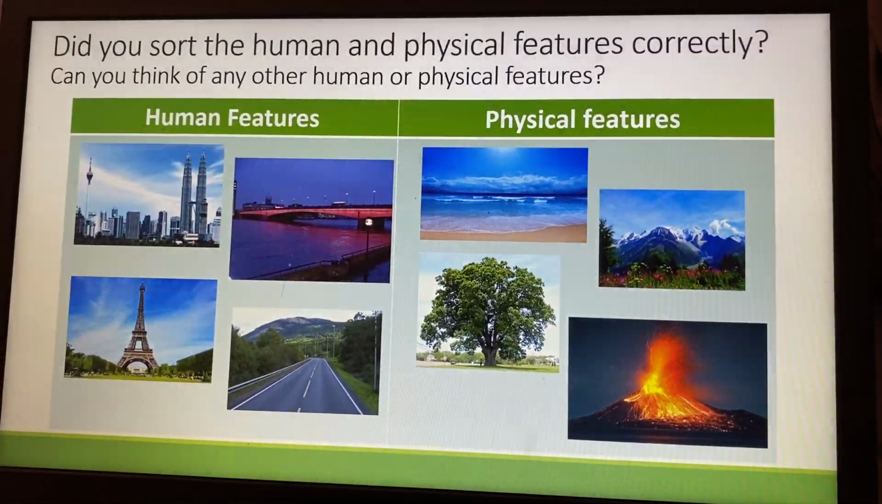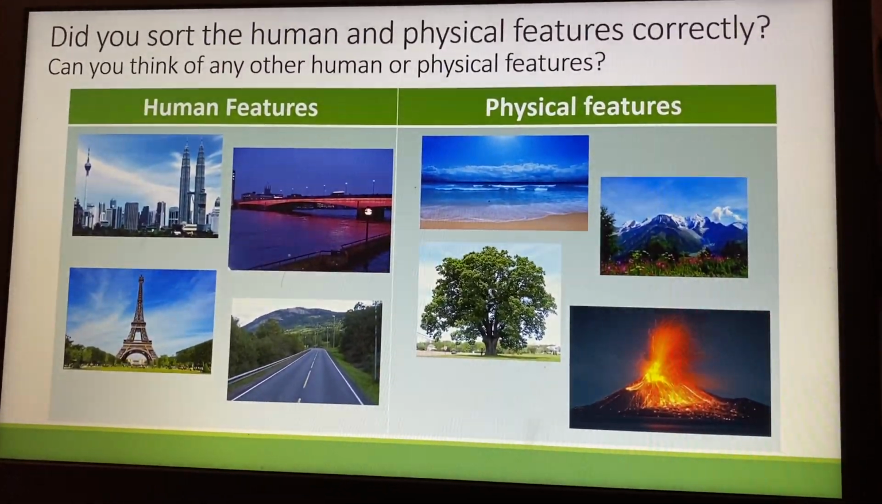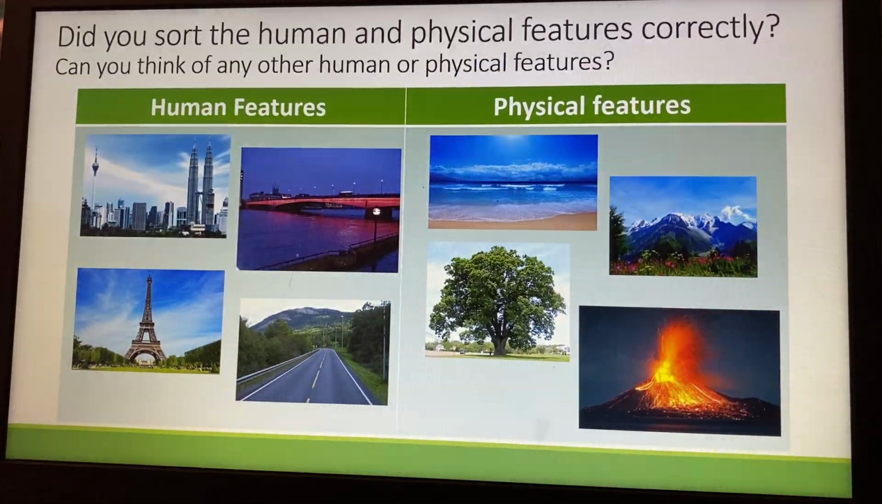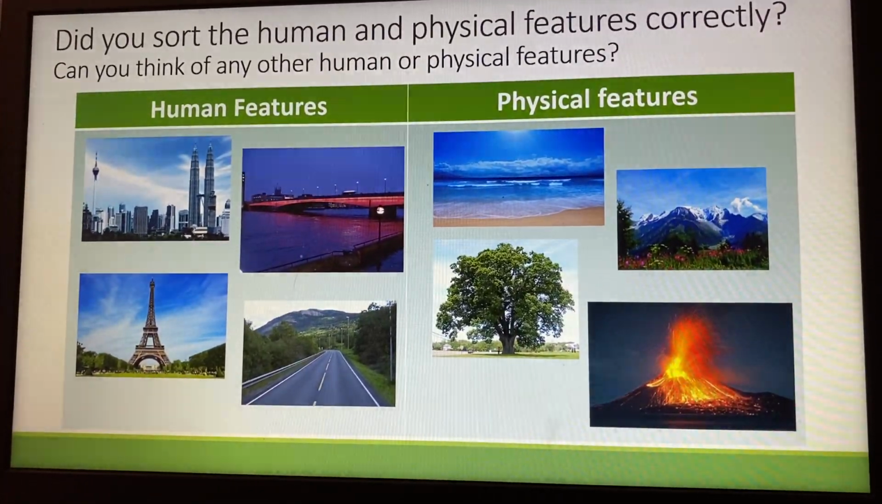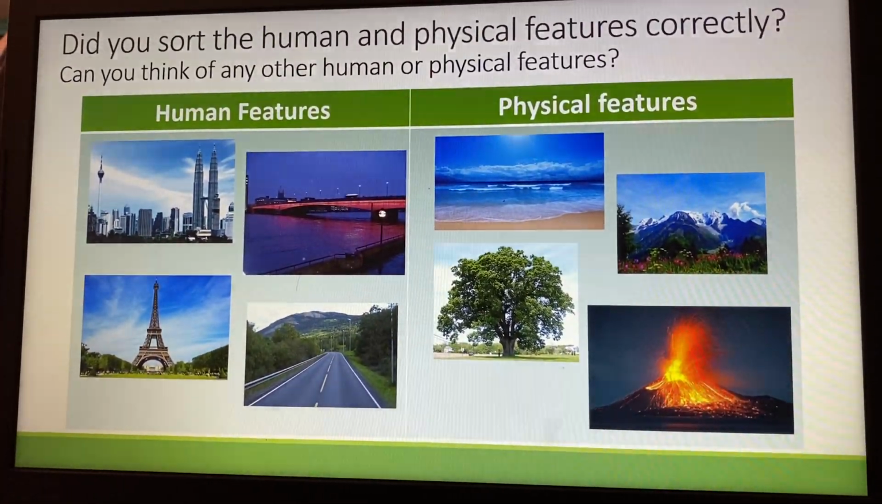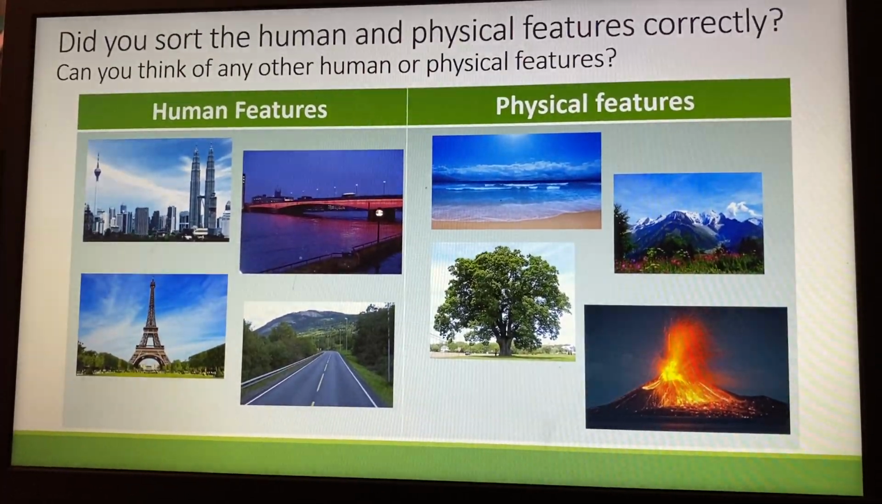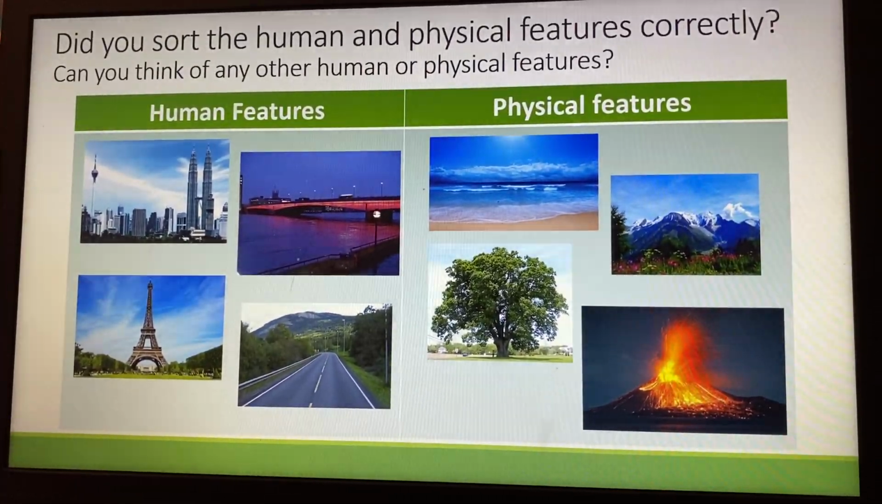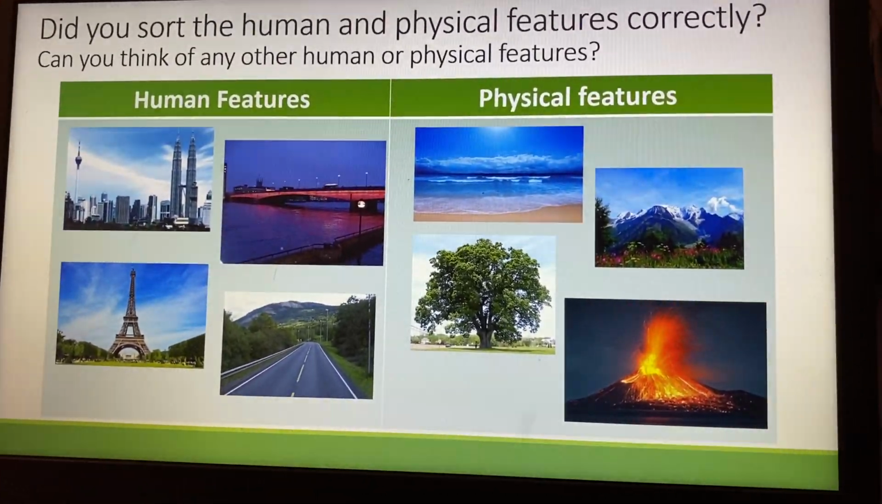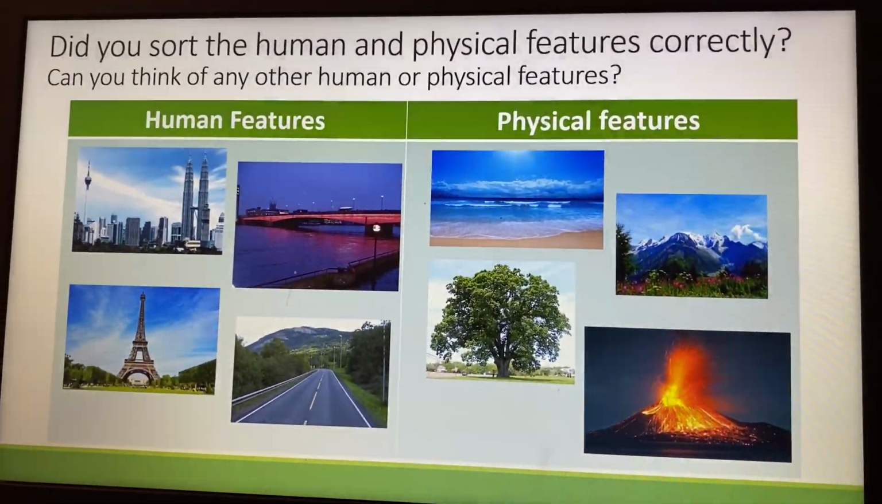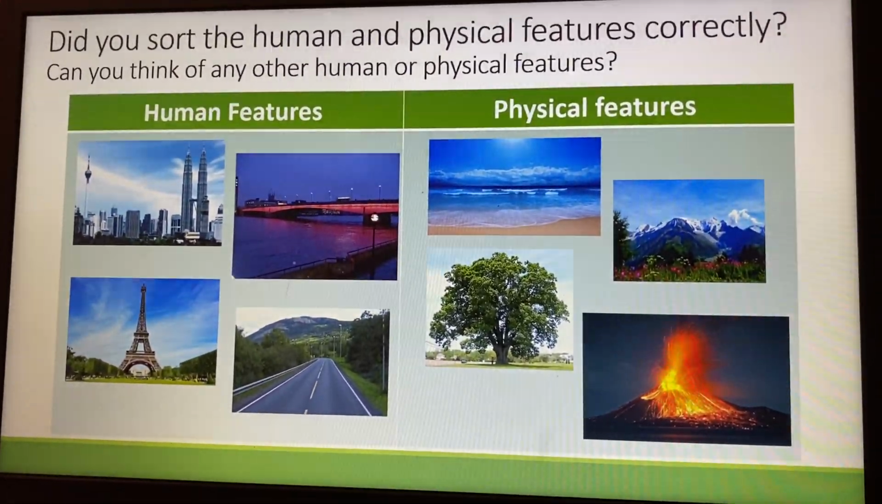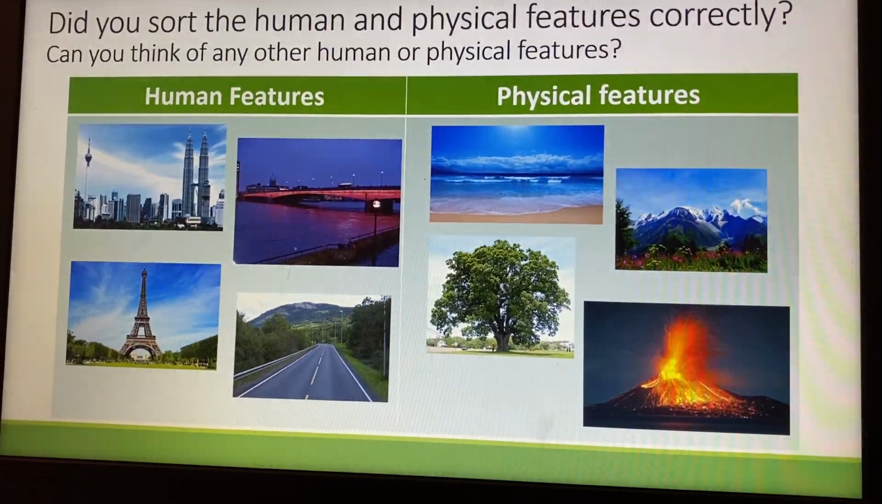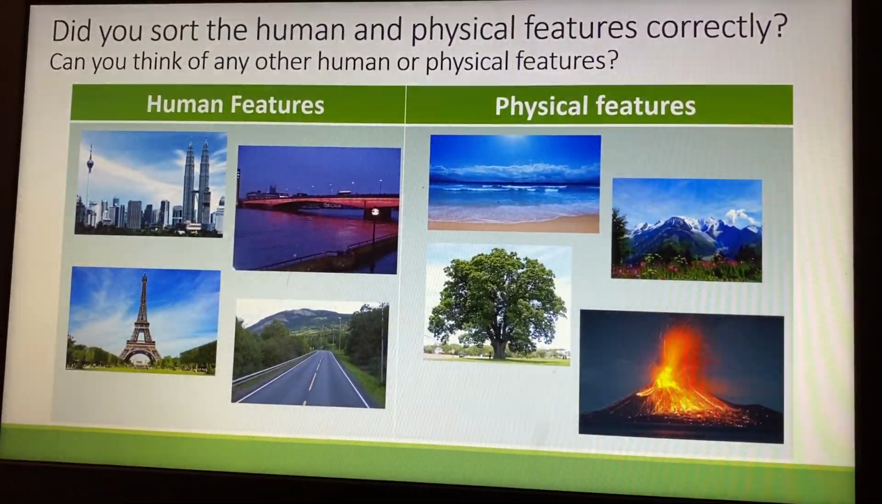The Eiffel Tower, again, was built by humans. It isn't something that has occurred naturally in our environment. And then finally, the photo of the road. Okay, so even a dirt road, roads are human features. They're something that are made by humans. They don't occur naturally. Okay, and then on the right-hand side, I've done the physical features.